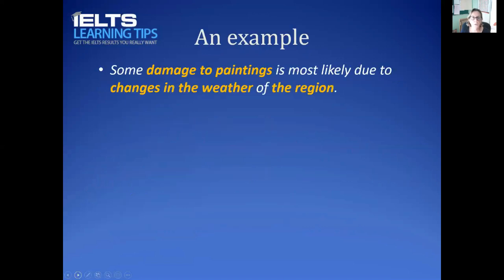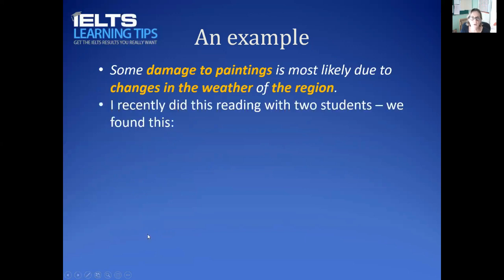Okay, here's a brilliant example, which I did very recently in my IELTS reading masterclass. And we had this passage and it went wrong. And this is why it went wrong. So this was the question. So we've got damage to paintings and changes in weather of the region.